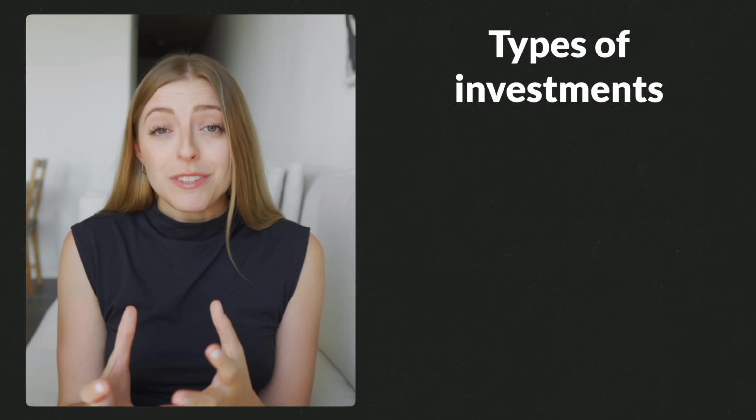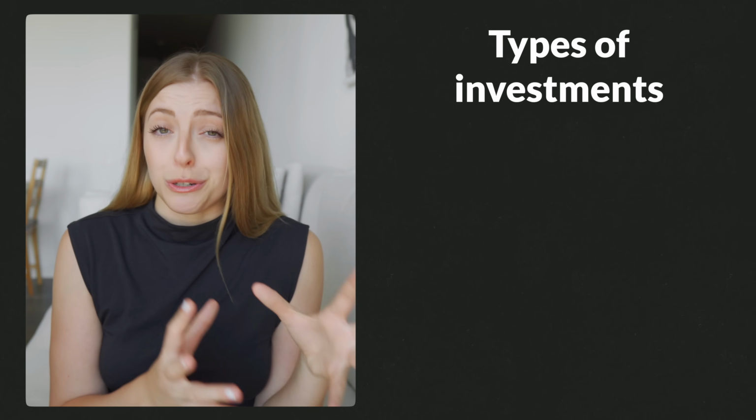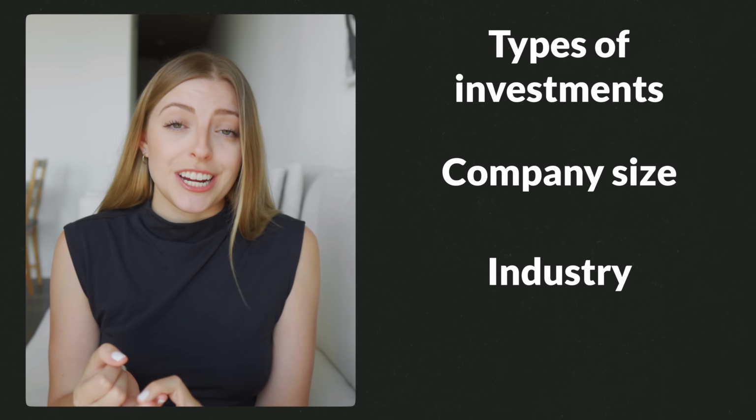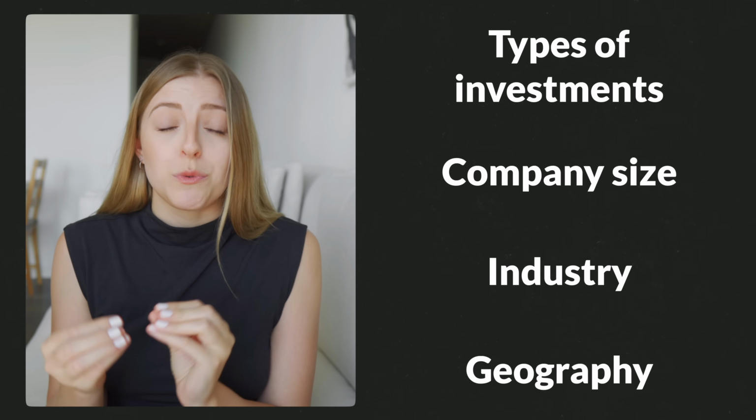Now, within the category of passive ETFs, there's still many different options out there. For example, on top of passive ETFs being diversified by the types of investments held inside of them, like stocks or bonds, they can also be diversified by company size, by industry, and by geography, so the countries where the companies are based. Now, in this video, we're going to focus on that last option, and more specifically, we're going to talk about global diversification and why we personally invest in globally diversified ETFs.